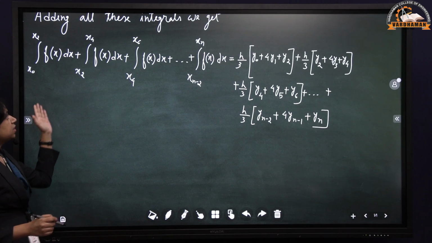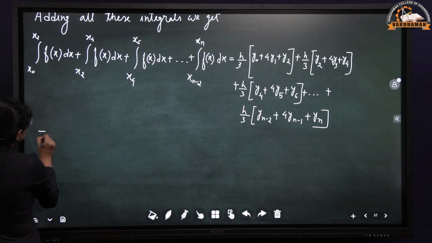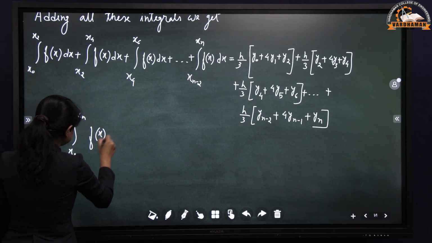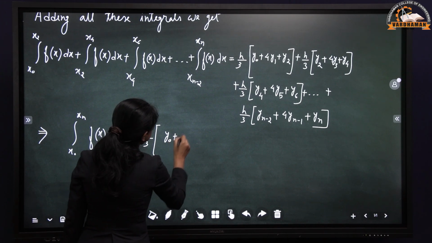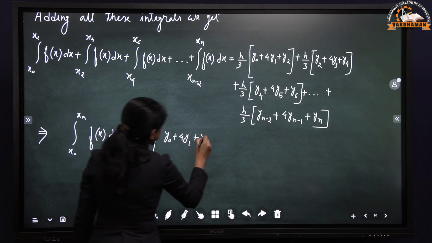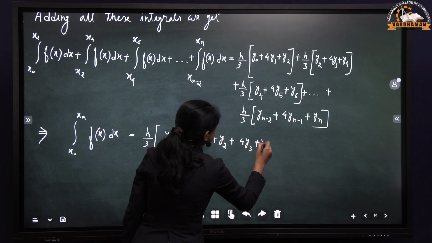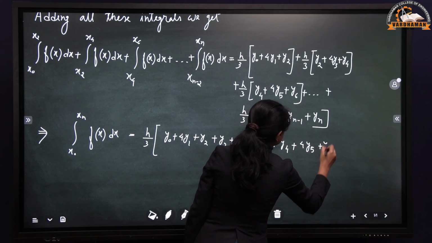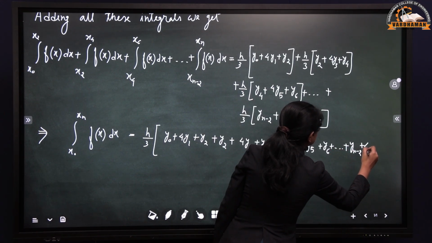Now look at this side. This side we have some definite integrals, and we can write this as integration x0 to xn f of x dx is equal to h by 3 [y0 plus 4y1 plus y2 plus y2 plus 4y3 plus y4 plus y4 plus 4y5 plus y6 plus so on plus yn minus 2 plus 4yn minus 1 plus yn].